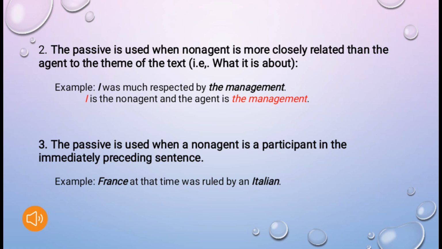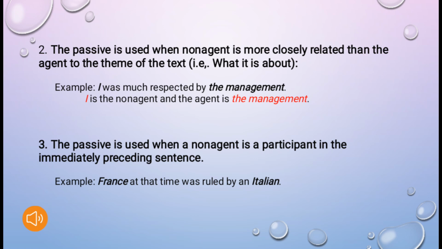And then the third use of passive is that the passive is used when a non-agent is a participant in the immediately preceding sentence. Okay, so what do you mean by immediately preceding sentence? It talks about the indirect object in a sentence, just like the example below.